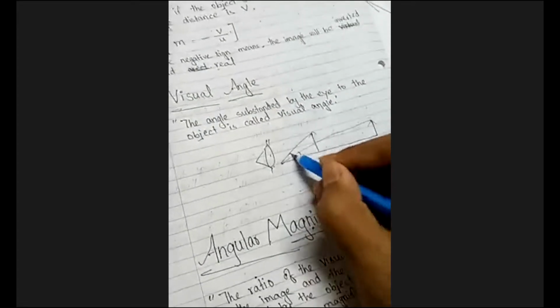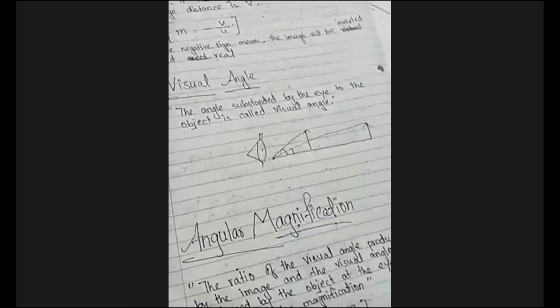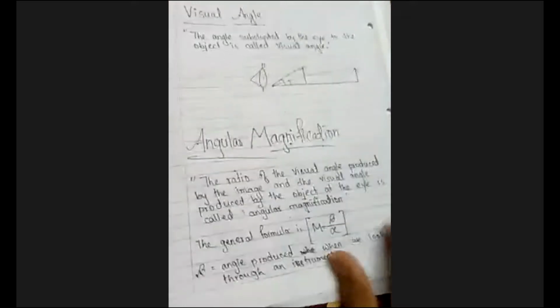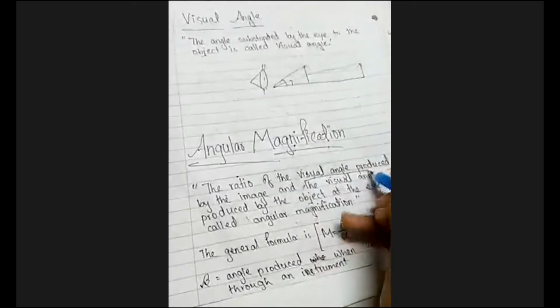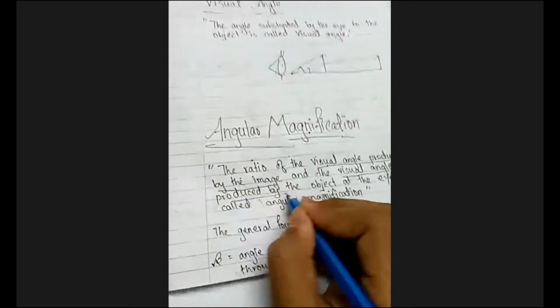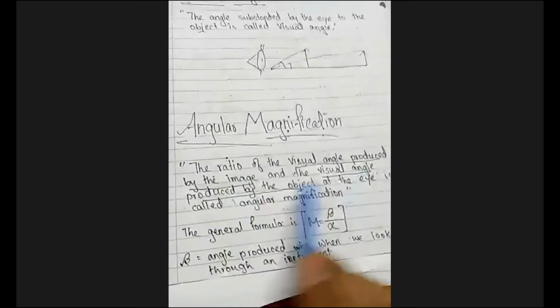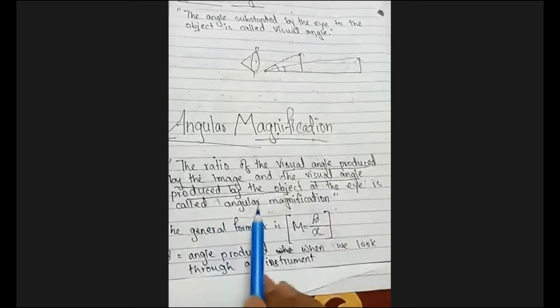If we take the object closer to the eye, the angle will be much bigger. So when the object is much nearer to our eye, the visual angle will be more. Then angular magnification. It is the ratio of the visual angle produced by the image and the visual angle produced by the object at the eye.